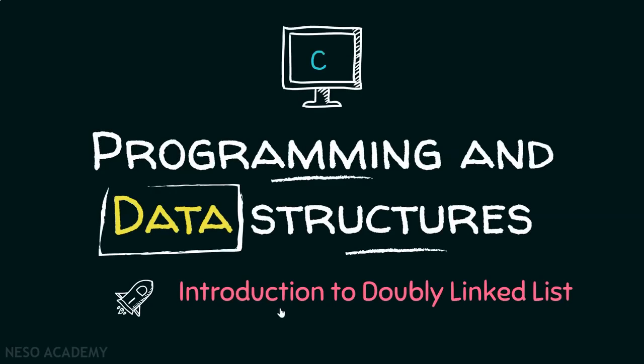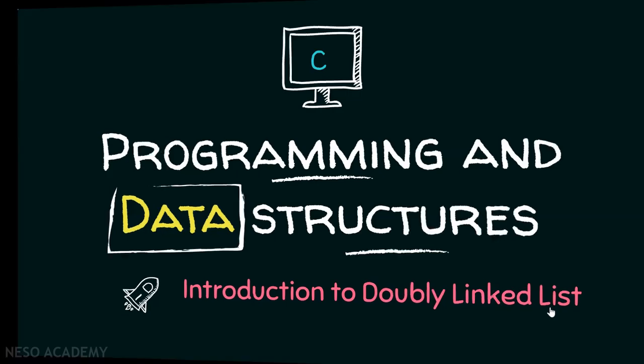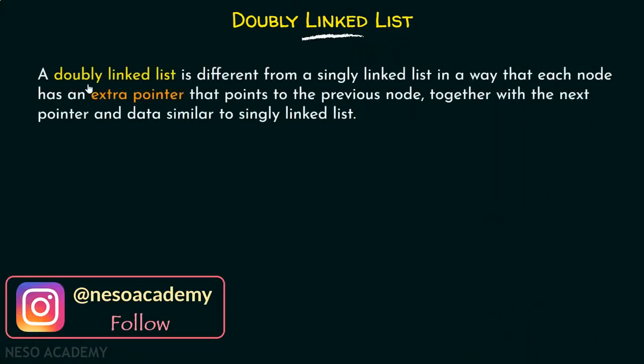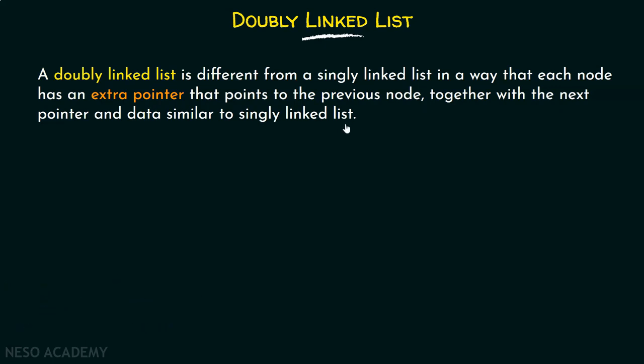In this presentation, I will introduce you to the concepts of doubly linked list. So let's get started. Let's see the definition of doubly linked list. A doubly linked list is different from a singly linked list in a way that each node has an extra pointer that points to the previous node, together with the next pointer and data similar to the singly linked list.